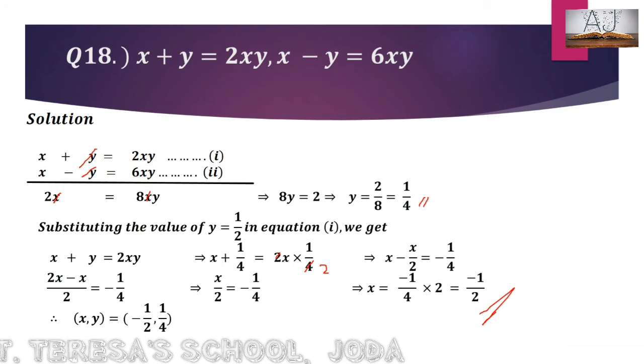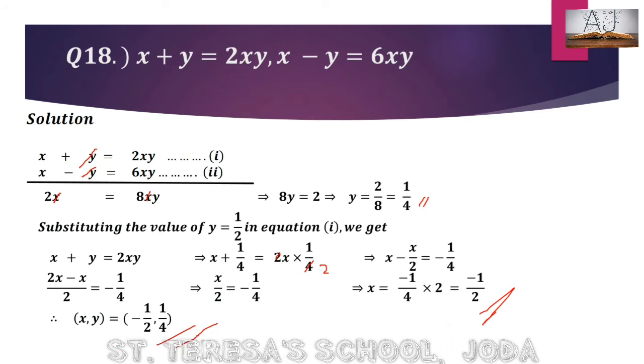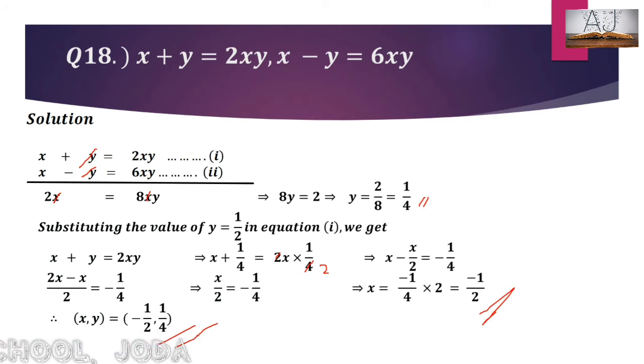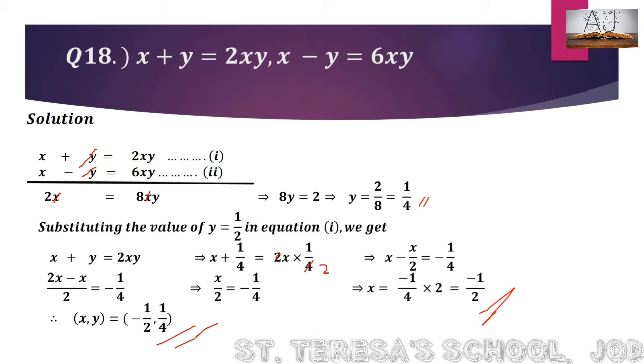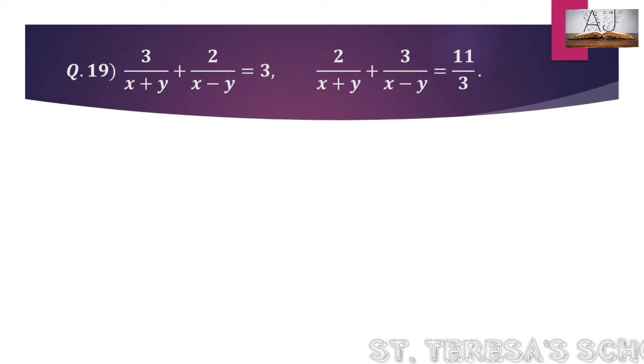Now we have got the value of both x and y. x is minus 1 by 2 and y value we have got 1 by 4. So this is the solution. Note it down, please. And if you didn't understand, please ring me. I'll explain again. Now let us see question number 19.